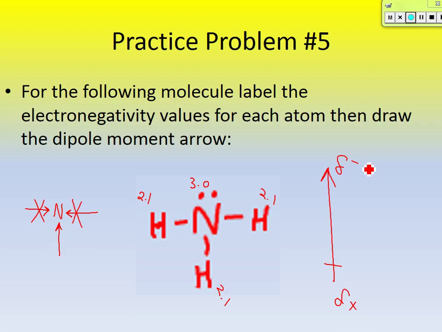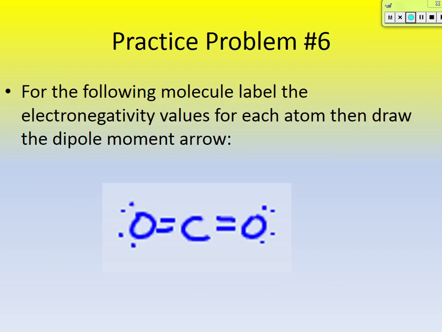Okay, I've got one more for you real quickly. I want you guys to try this one on your own. Again, if you're watching the video, please hit pause and try it first. Okay, let's see how you did with this one. Oxygen, what's its electronegativity value, guys? 3.5. So that means this oxygen is also 3.5.